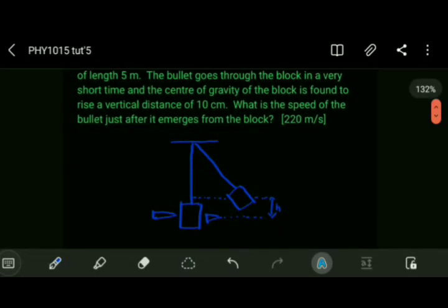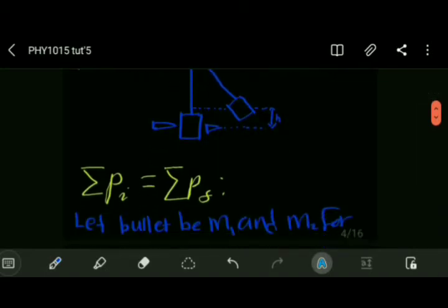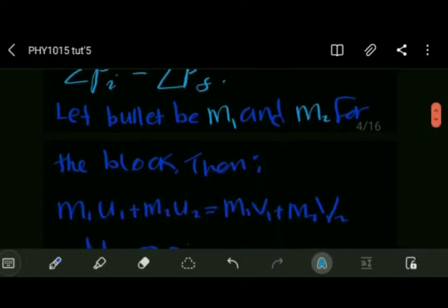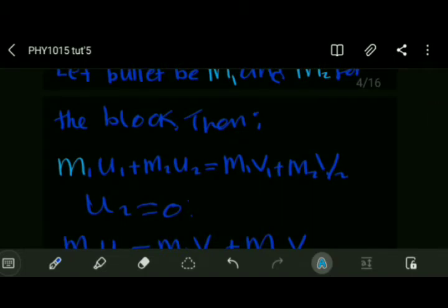Okay, so let us consider the conservation of momentum here. Momentum before should equal momentum after. So if we consider the bullet to be our M1 and the block to be our M2, this is our bullet, that is our block, and then we can write the conservation of momentum as initial momentum of the bullet plus initial momentum of the block equals final momentum of the bullet plus final momentum of the block.